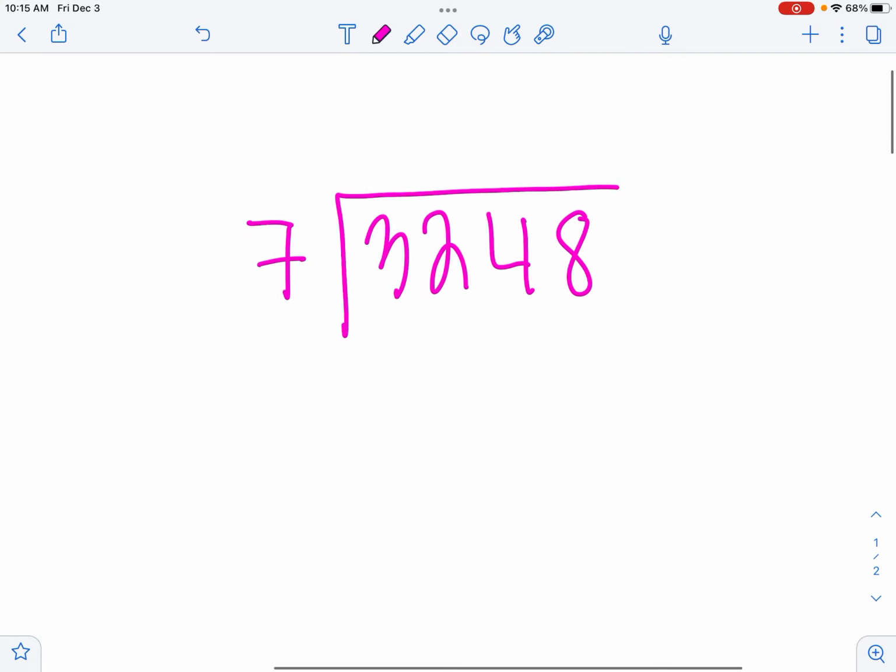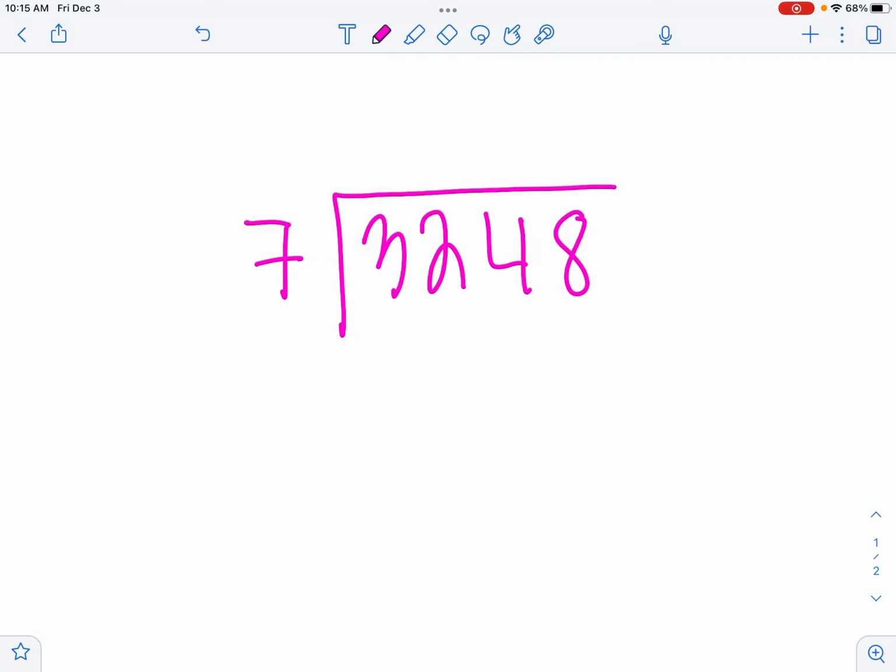All right, so if I have to divide these two, this is 3,248 divided by 7. The first thing I do is I look at this first number right here and I say, does 7 go into 3? And it doesn't, so I expand that to 32. Does 7 go into 32? It does. So then you ask yourself, how many times does 7 go into 32? Without going over, mind you. So 7 goes into 32 4 times, so I'm going to put it above the 2 in the 32.